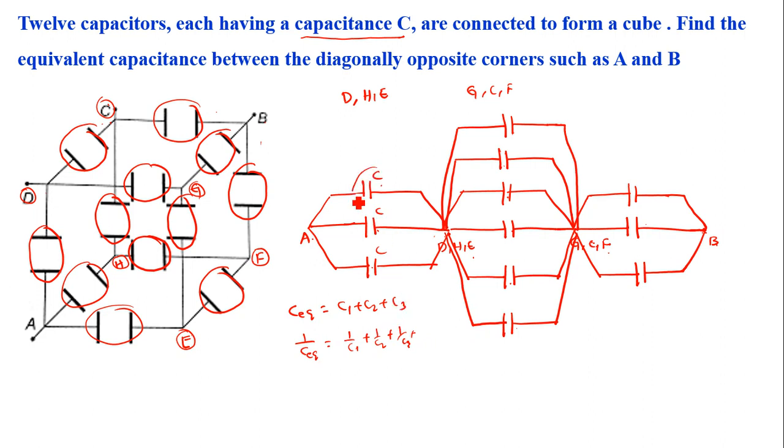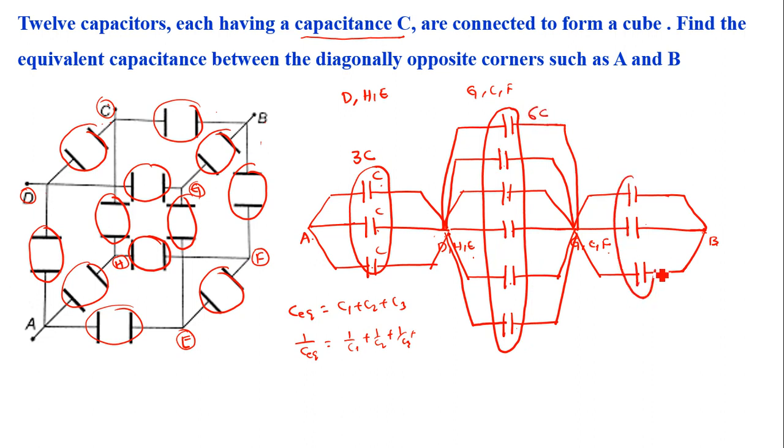Now all of them have the same capacitance and are connected in parallel, so the first group's equivalent capacitance will be 3C. In the next group, 6 capacitors are connected in parallel, so just add all of them, C plus C plus C, 6 times C. And here, 3 capacitors are there, so 3C.